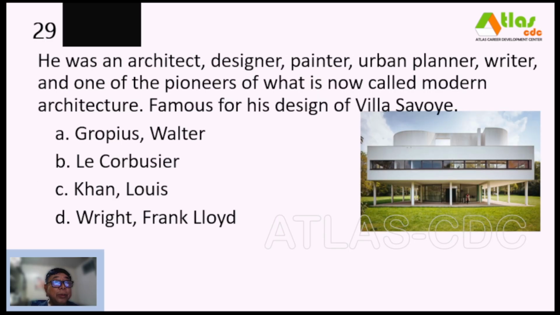Number 29, he was the architect, designer, painter, urban planner, writer, and one of the pioneers of what is now called modern architecture, famous for his design of Villa Savoye. A. Gropius Walter, B. Le Corbusier, C. Kahn Louis, D. Wright, Frank Lloyd.